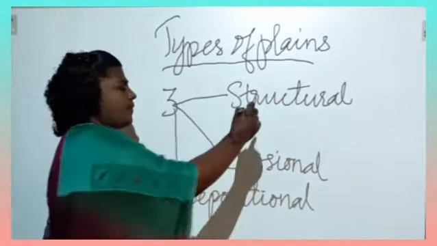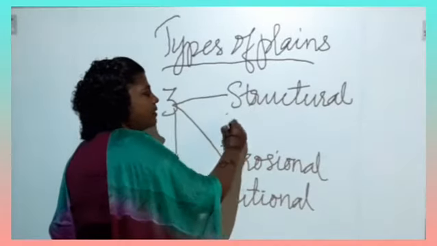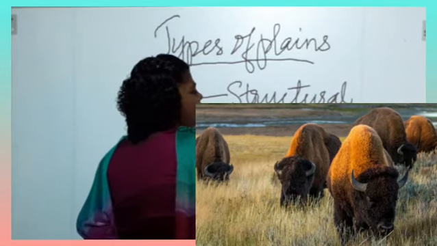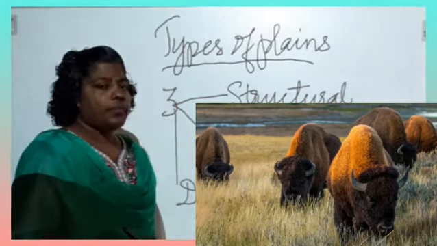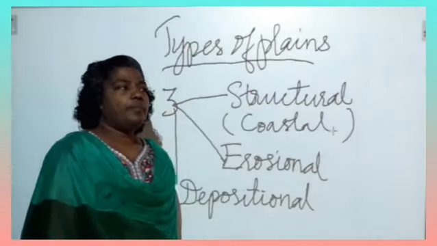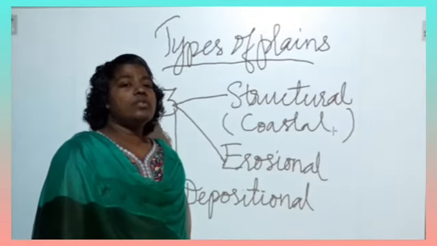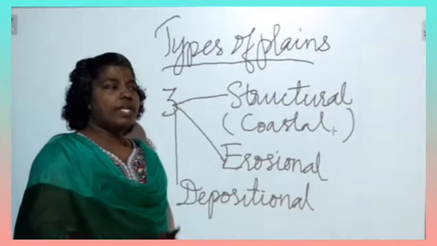Okay, so the first one is structural plain. Structural plains are found near the coastal region, near the sea coast. How are these structural plains formed? The structural plains are formed because of the endogenic movement of the earth floor, movement of the earth plates in the coastal floor.